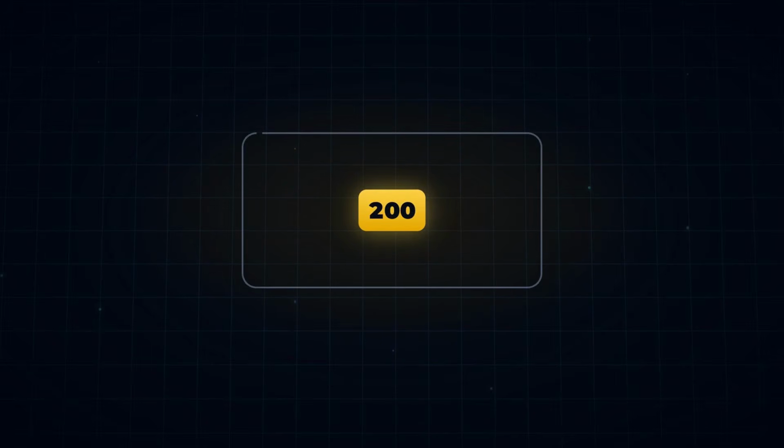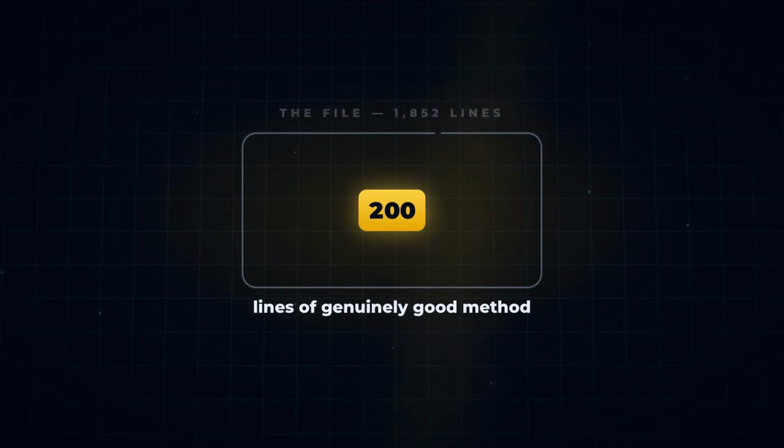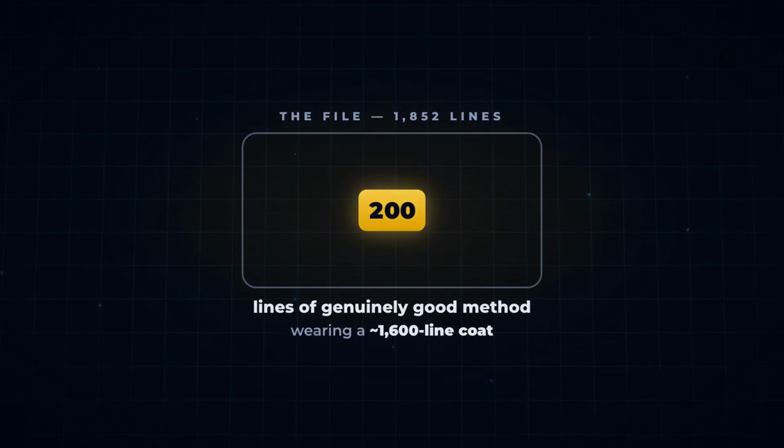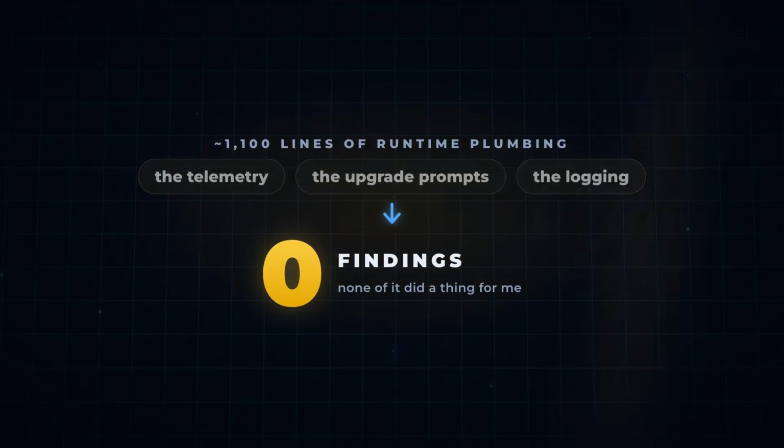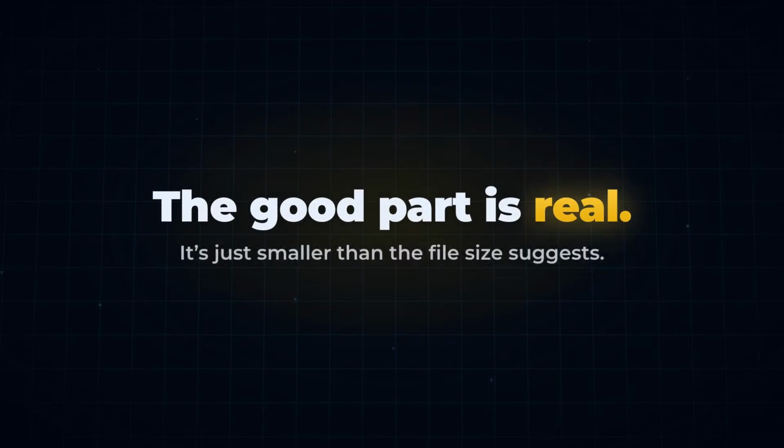About 200 lines of genuinely good method wearing a 1600 line coat, the telemetry, the upgrade prompts, the logging, none of it did a thing for me. The good part is real, it's just smaller than the file size suggests.